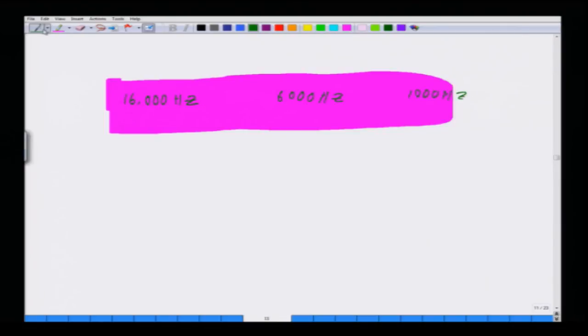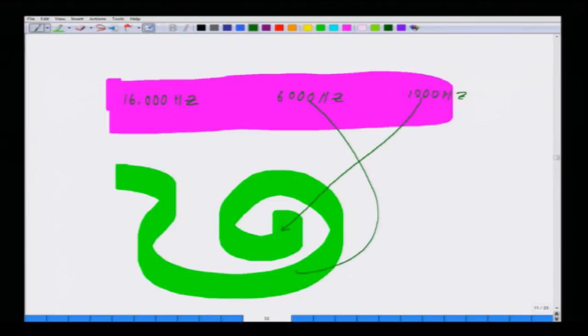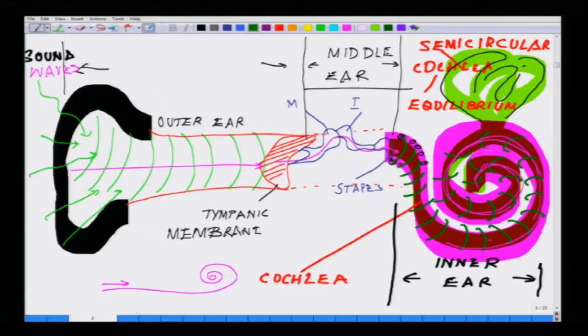So, essentially what is happening here is something like this. If you look at this structure, out here you have the 1,000 hertz, out here you have 6,000 hertz, and out here in the beginning you have the 16,000 hertz. So, as I was telling you, it has different kinds of hair cells. Now, if you go back to the hair cells structure, where I was trying to draw the hair cells.